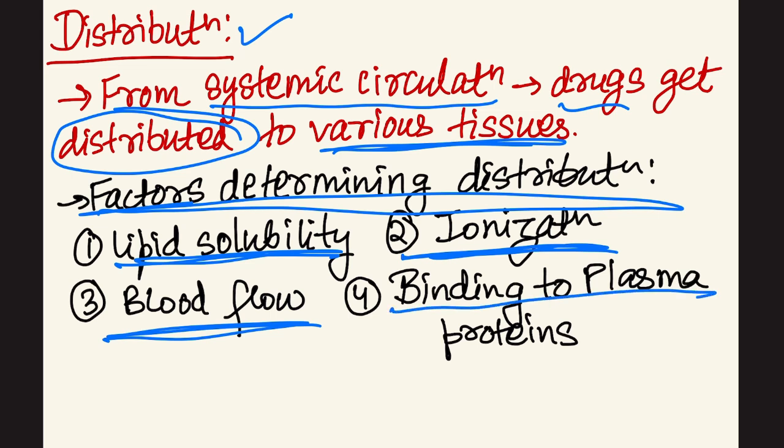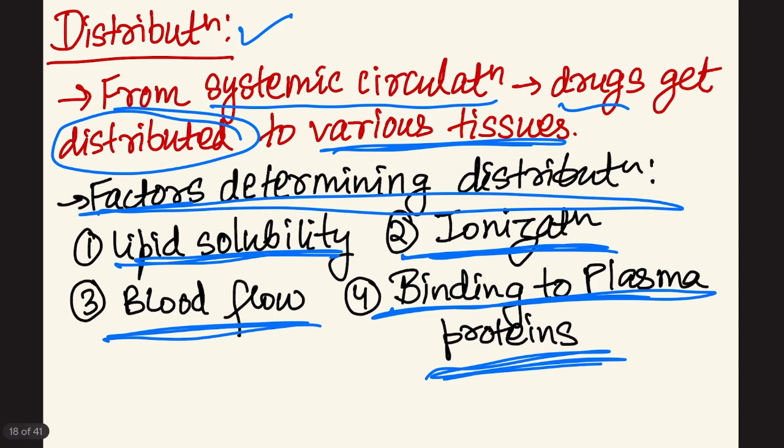The next parameter is binding to plasma proteins like albumin. Suppose the drug is bound to the plasma protein. In that case, this bound form of the drug will not be able to come out of the vasculature because it is bound to a protein. Only the free form of the drug is able to come out of the vasculature. So if there is increased plasma protein binding, there will also be a decrease in the distribution of the drug, because most of the drug will remain in the vasculature only, bound to the protein. Only the free form of the drug will come out of the vasculature and reach the different sites of the body.